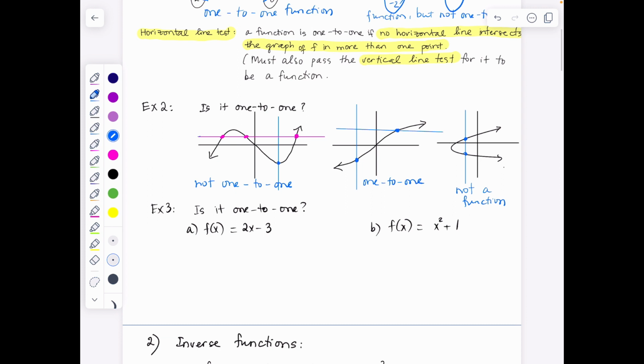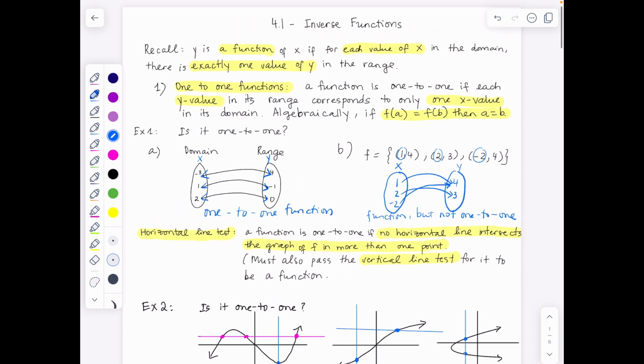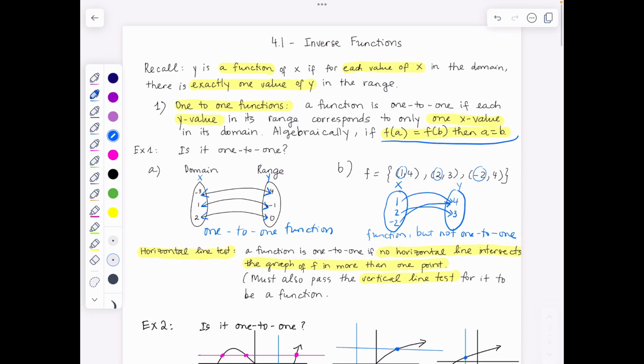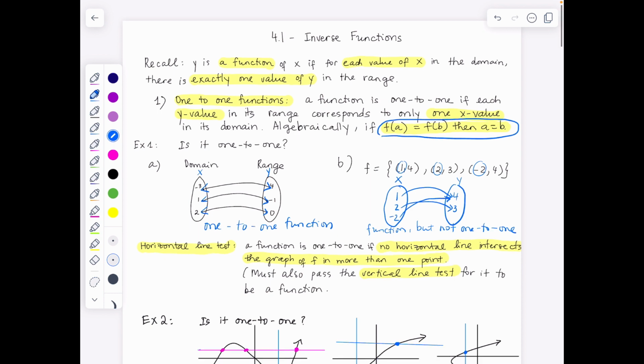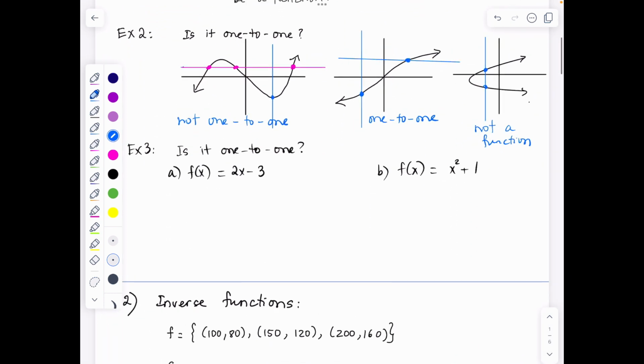All right, in example 3, sometimes a formula of a function might be given, no graph, no ordered pairs. So how do we determine if something is one-to-one? Back to the definition, right here. To determine it algebraically, we're going to base it on this: if f of a is equal to f of b, then a is equal to b. If we can prove that, then the function is one-to-one. So let's apply it to this one.